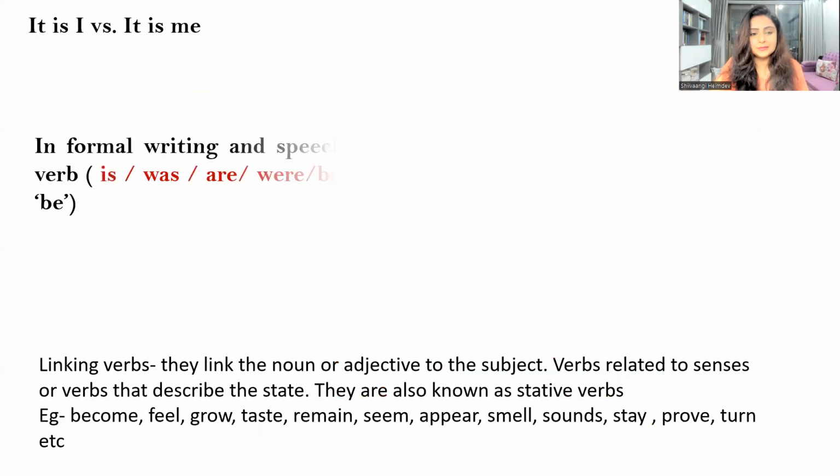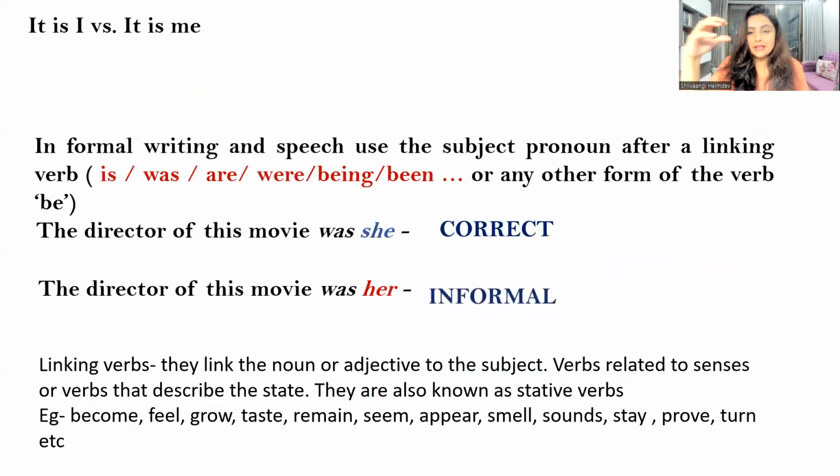Let's move ahead. Now coming to the main agenda of the video, which says "it is I" versus "it is me." Now, what is correct? What is incorrect? Okay, so "it is I." When I say "it is I who did this," or "it is me who did this," now, what is correct? What is incorrect?